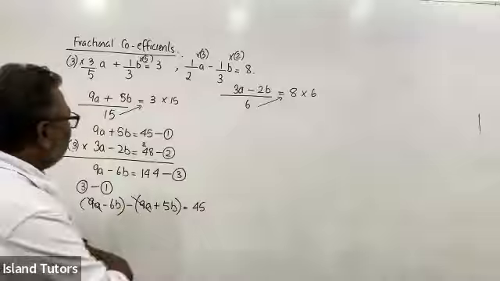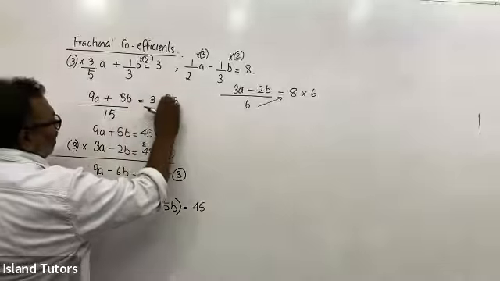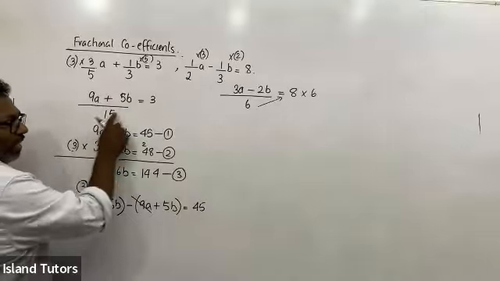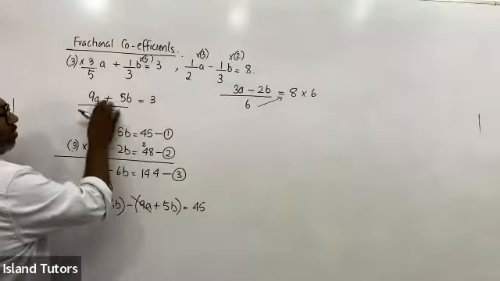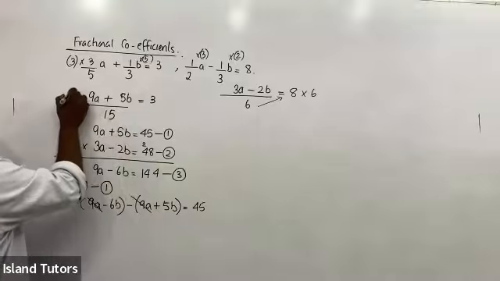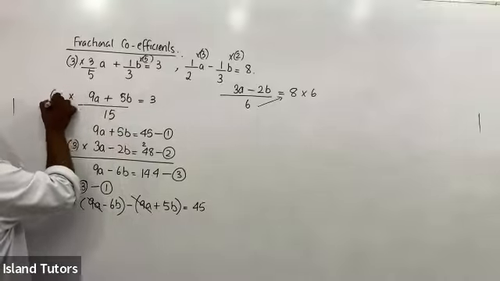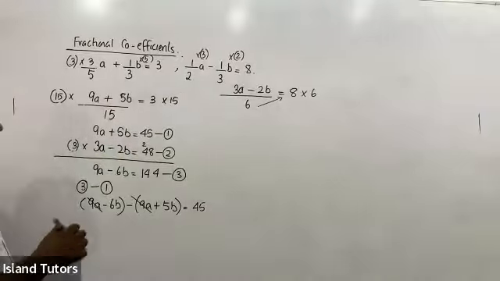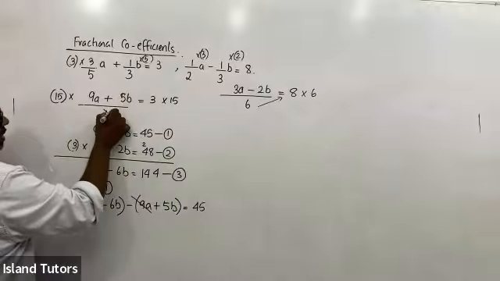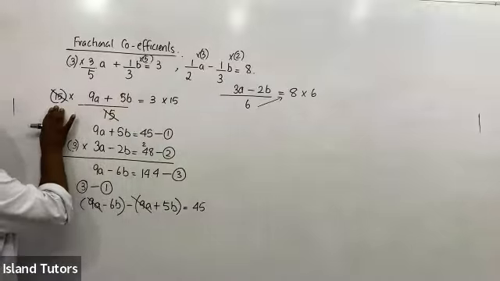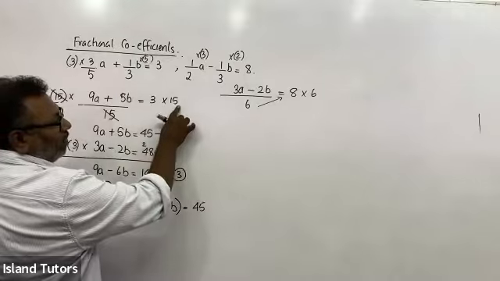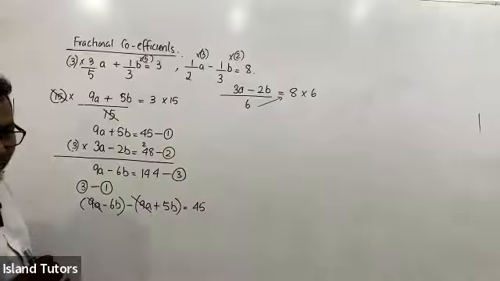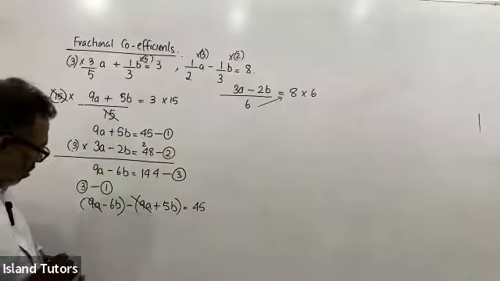Are you still confused? Okay, I'll show it to you again. You have 9a plus 5b over 15 is equal to 3. To remove this 15, what do you need to do? You need to multiply by 15 here and multiply by 15 here. So when you multiply by 15 on both sides, this 15 will cancel. 3 multiplied by 15 will give you 45. Got it? Okay.